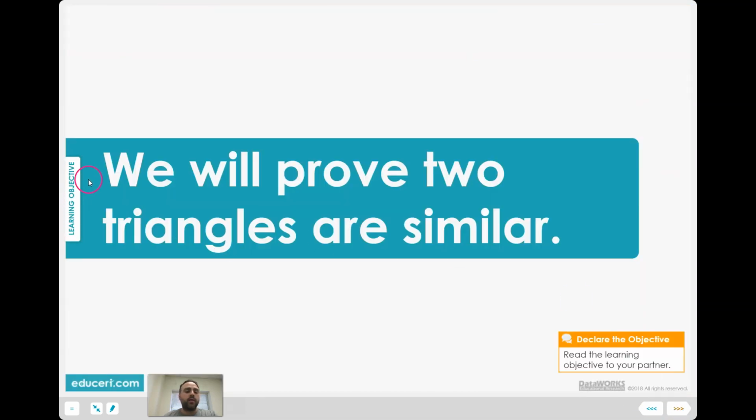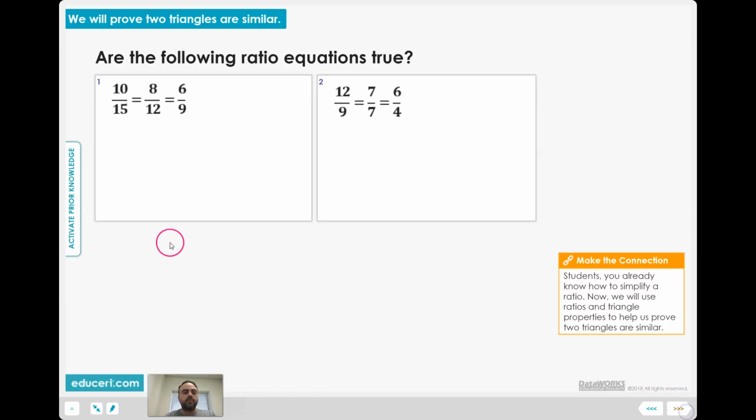Read the learning objective with me. Ready, read. We will prove two triangles are similar. Activate prior knowledge. Ready, read. Are the following ratio equations true?